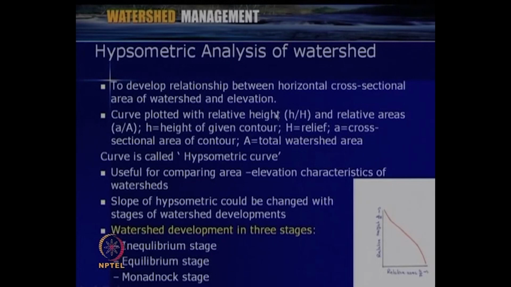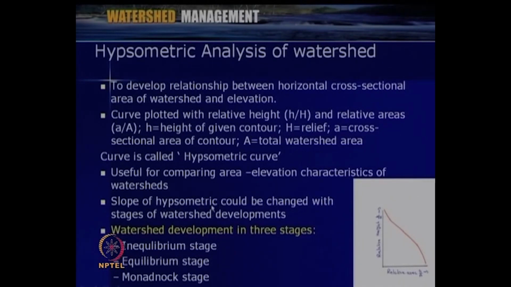This is a curve plotted with the relative height h/H on the y axis and the relative area a/A on the x axis, where h is the height of a given contour, capital H is the relief, a is the cross-sectional area of the contour, and capital A is the total watershed area. This curve is the so-called hypsometric curve. For a given watershed we can develop this hypsometric curve. It is very useful to compare the elevation characteristics of the watershed. Accordingly, the slope can be identified and the runoff process can also be identified.